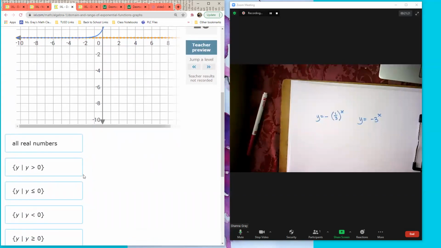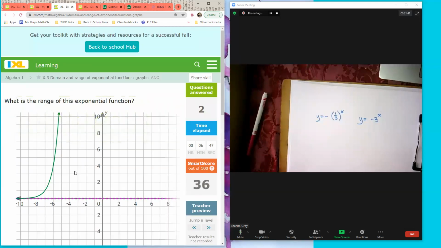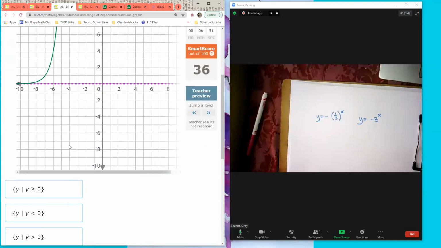So y has to be greater than, but not equal to, which is why it's dotted. So it gets closer to that line and it looks like it touches it, but if you actually zoom in, it never actually does. It keeps getting closer and closer and closer. So y has to be greater than 0. Range of this, again, starts at 0. So y has to be greater than 0.